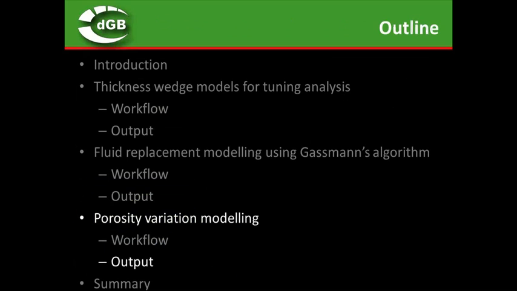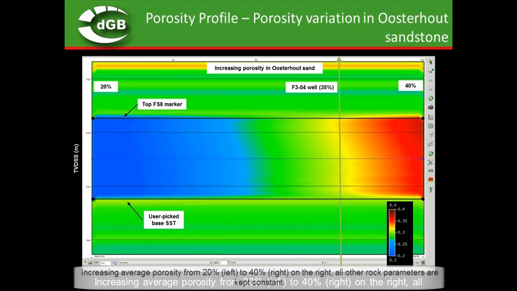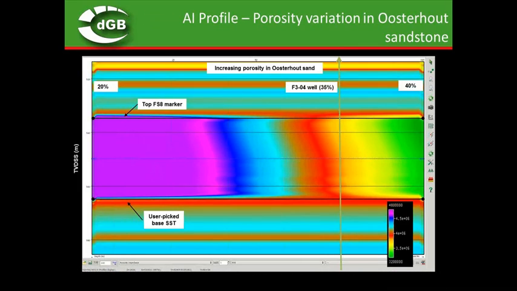Again, it's time to look at the results in more detail. Here we have got our porosity profile, wherein the average porosity in the interval of interest between top FS8 and user-picked base marker is increasing from 20% to 40% from left to right. And the acquired porosity log in F34 well, having an average porosity of 35%, lies at this position. Here you've got your acoustic impedance profile corresponding to the porosity variation, and again it clearly shows a big enough change in acoustic impedance as you increase your average porosity in the interval of interest from 20% to 40%.